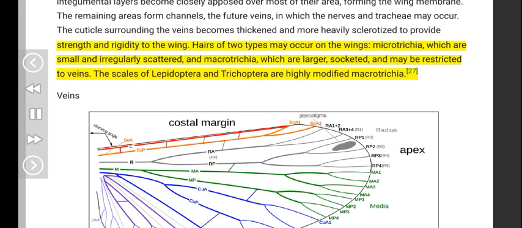Hairs may occur on the wings: microtrichia, which are small and irregularly scattered, and macrotrichia, which are larger, socketed, and may be restricted to veins. The scales of Lepidoptera and Trichoptera are highly modified macrotrichia.